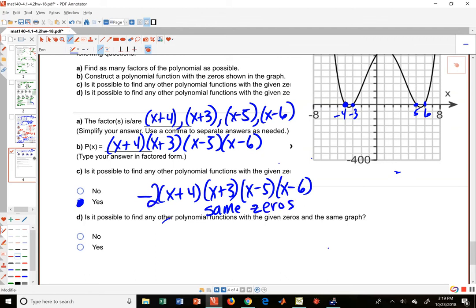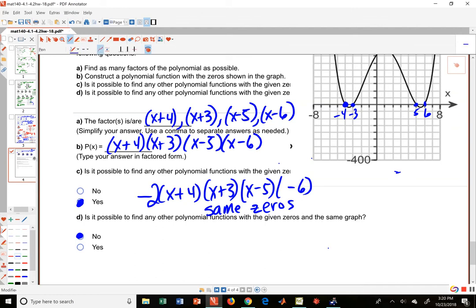And you could actually multiply by -2. I mean, you could do lots of things. Different polynomial, but same zeros. Now, but can you get the same graph? And the answer is no. It is not possible to find any other polynomials with the same graph.